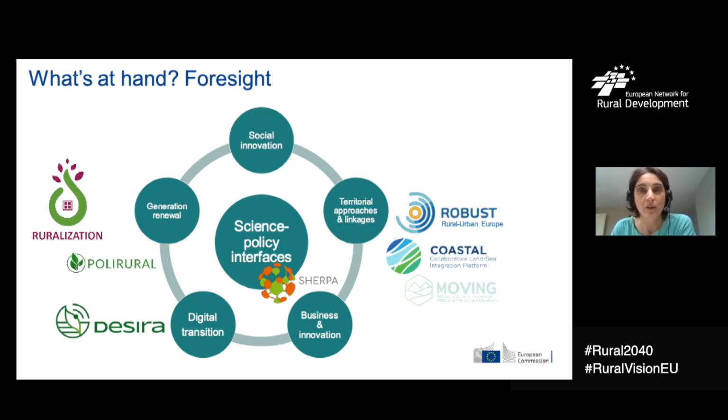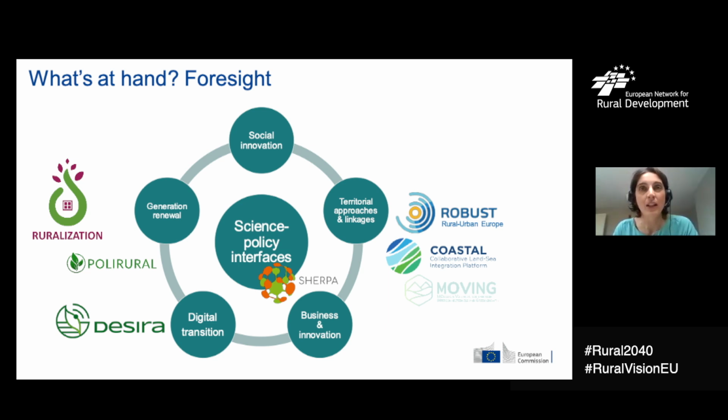2 are on generation renewal and the future of rural communities and jobs. That's Ruralization and Polyrural there on the left. We have Desira on the impact of digitalization on rural and farming. And then we have 3 that did some envisioning exercise as part of their work on rural-urban linkages or land-sea interactions. That's Robust and Coastal. And Moving is going to do Foresight on mountains, but only in 2 years' time. So not on time for the vision, but they will do it.